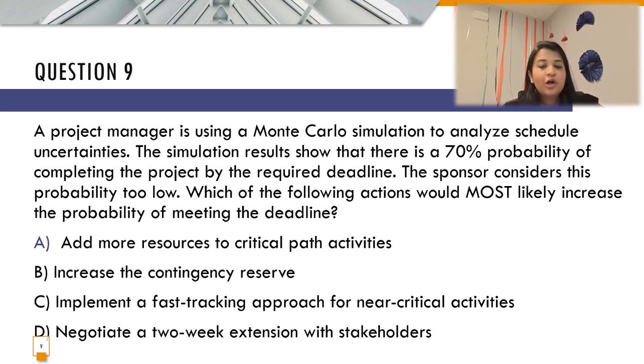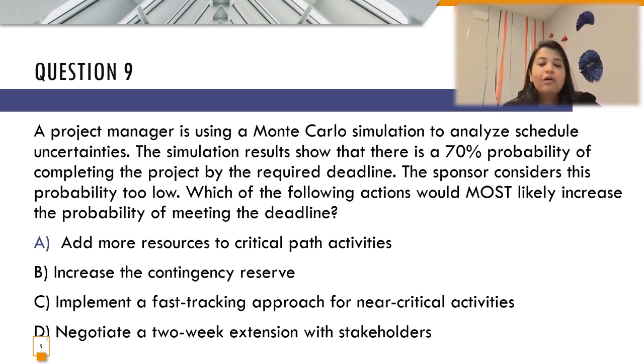Coming to option C, which says implement a fast tracking approach for near critical activities. Yes, absolutely. That is something that we had discussed, that the project manager needs to make sure that he or she executes those activities in parallel. That means using a fast track approach.